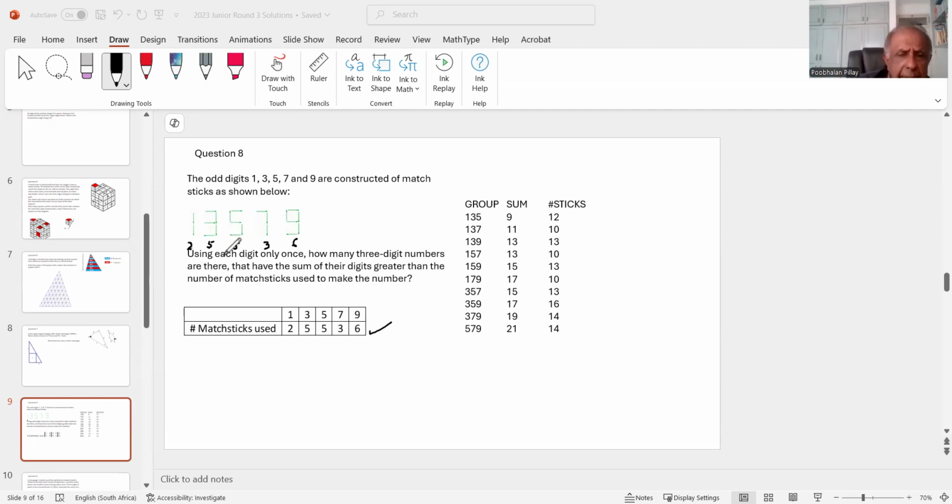Okay. Now, they say using each digit only once. These are the digits 1, 3, 5, 7, 9. How many 3-digit numbers are there having the sum of their digits greater than the number of matchsticks used to make that number? Now, that's quite a mouthful. So the question is now, how many 3-digit numbers can you make using these five numbers?